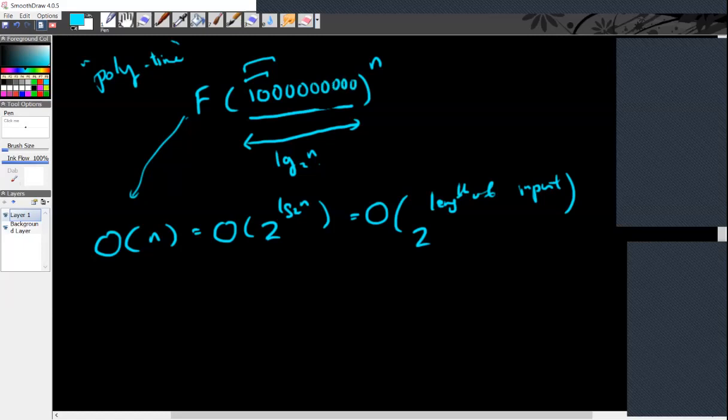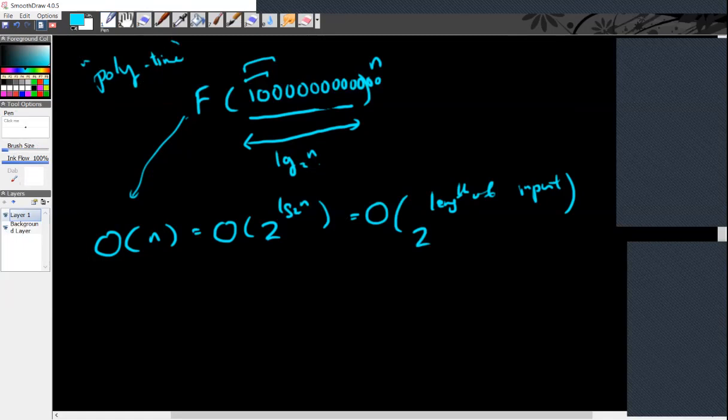Did I miss any value? I think I missed like 256. But see, every time I add 1 0, right, it doubles my runtime. So that's an exponential runtime, right? Every time I add one bit of my input, my runtime actually doubles. So the running time of this algorithm isn't polynomial, it's actually exponential.